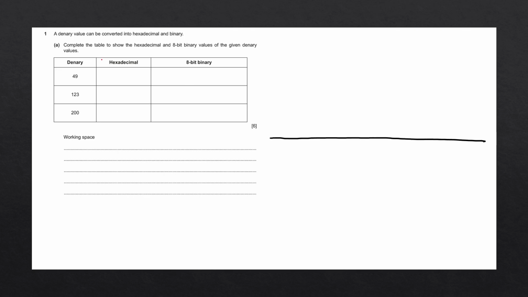The way that we're going to convert our denary numbers into hexadecimal is actually through binary. So we're going to start with converting our denary number into 8-bit binary. We've done this before, so I'm not going to go through the method again. However, I will go through it with you so that you can see how it's done. So starting off with 49, we want to convert 49 into 8-bit binary.